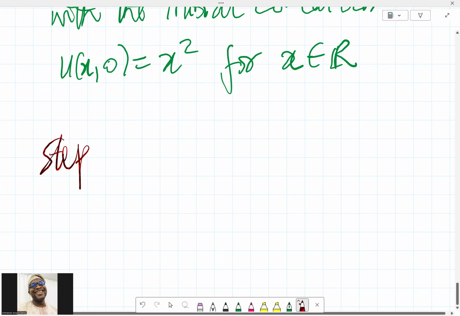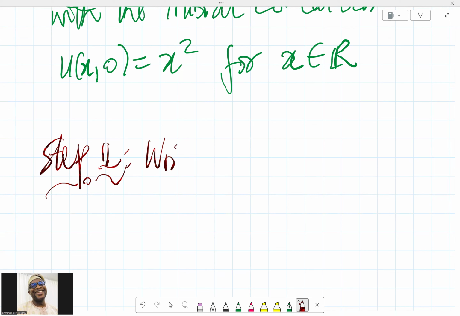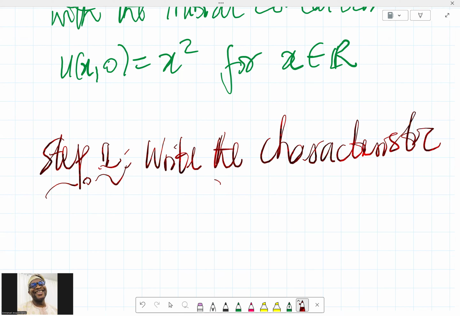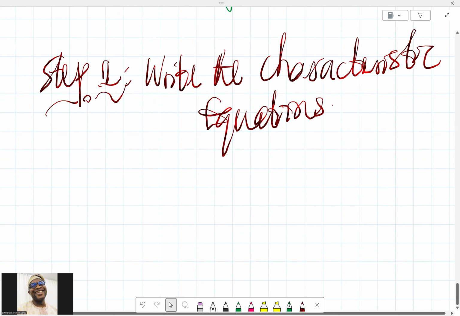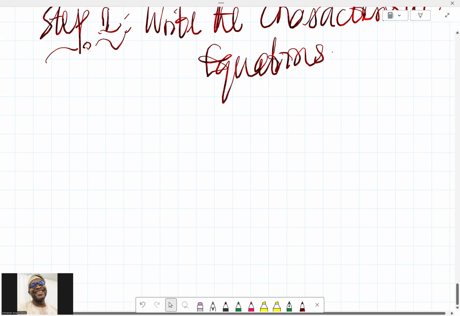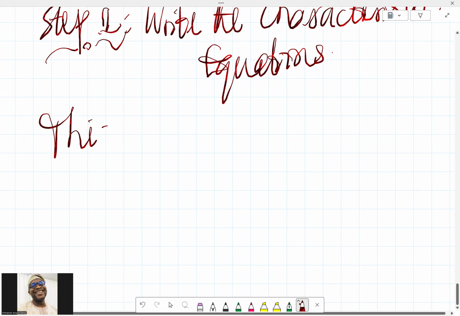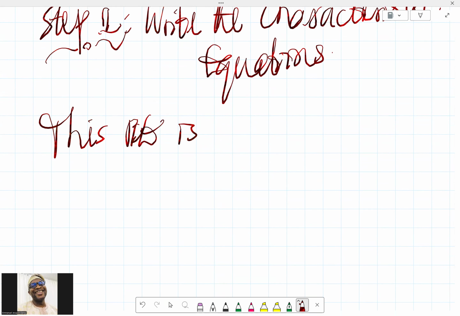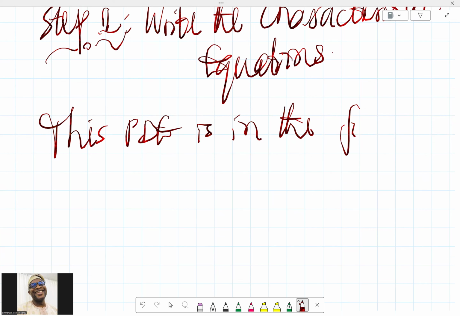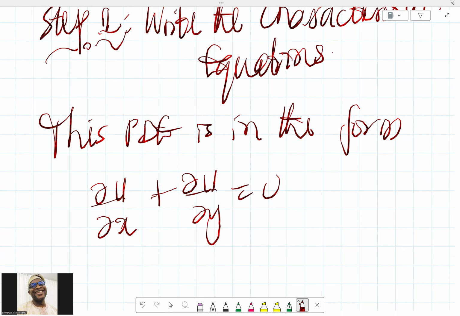In step one, like we've learned already, write the characteristic equations. Of course, the characteristic equation for ordinary differential equations is easily written in algebraic form, usually maybe a quadratic equation or a cubic equation, depending on the nature of the differential equation. But here, see how this goes. This PDE is in the form partial u partial x plus partial u partial y equals 0.